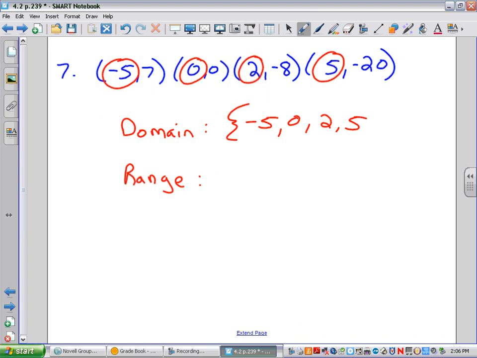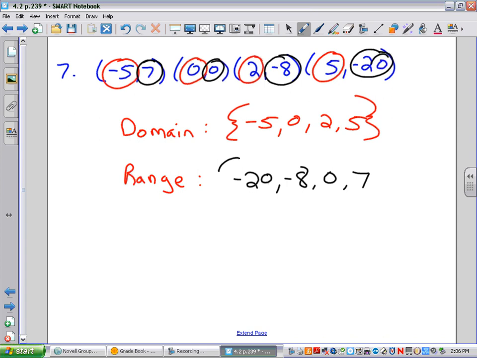And they put these, what's called braces. They're fancy parentheses around them. That's just kind of tradition to use those. Your range is just the opposite. It's the 7, 0, -8, and -20. Let's try to put those in order. -20, -8, 0, and 7. And again, they put these fancy parentheses. They're called braces around it. So that's it. Give the domain and range. In other words, just list it.